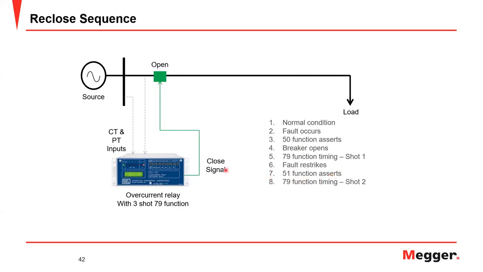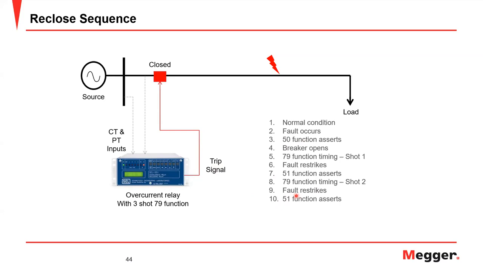So it finally timed out. It gave the trip signal, the breaker's open, and now the recloser is timing toward shot 2. Shot 2 expires, use a close command, and the fault restrikes again. Okay. Once again, 51 takes over. Until the reclose feature of this relay resets to 0, it's going to keep the 50 function blocked.